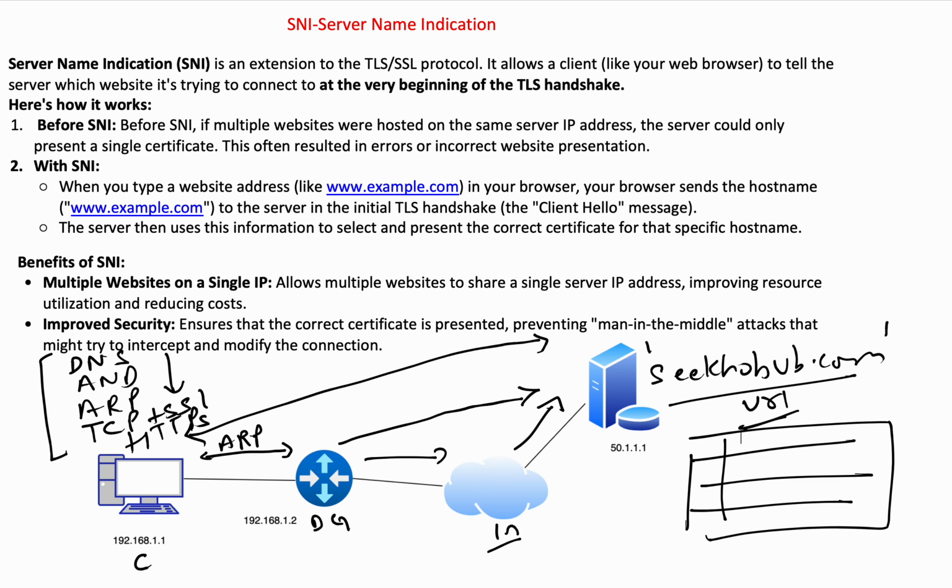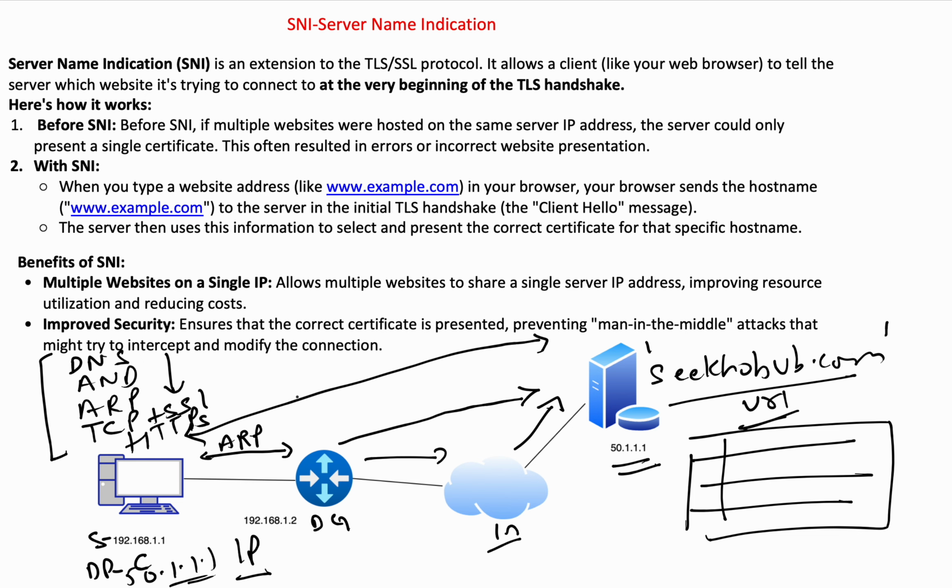Because the IP address you can get directly from the IP header. What will be the IP header in this case when you're sending a packet across? The source address will be this. The destination address, since you have done a DNS, will be 50.1.1.1, right? So you already know what the IP address is, so you can get the destination IP address. But how about the URL?